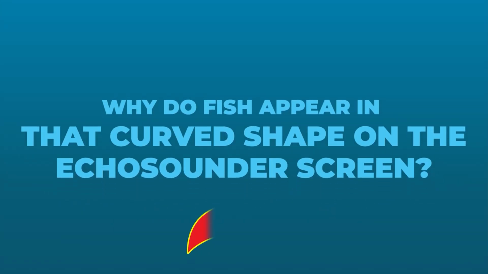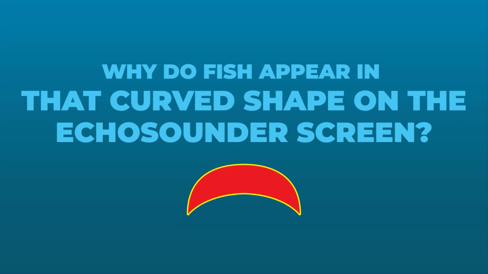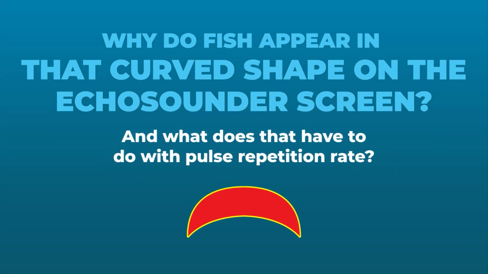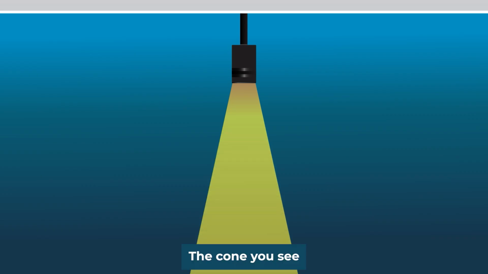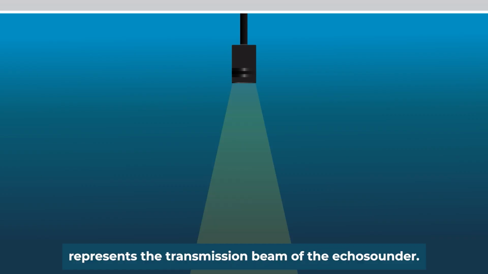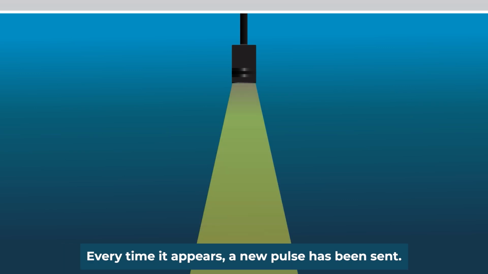Why do fish appear in that curved shape on the echosounder screen? And what does that have to do with pulse repetition rate? The cone you see represents the transmission beam of the echosounder. Every time it appears, a new pulse has been sent.